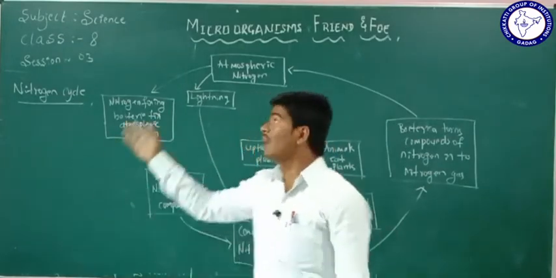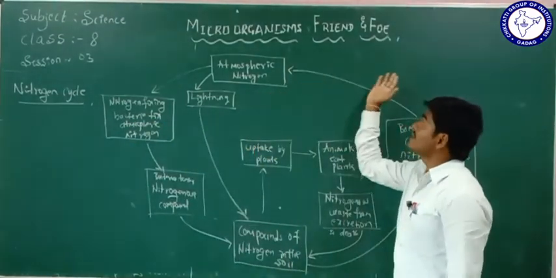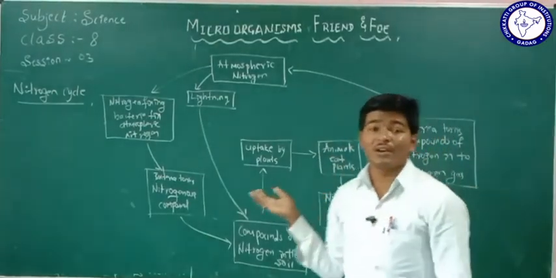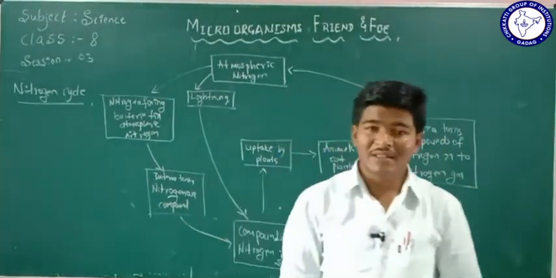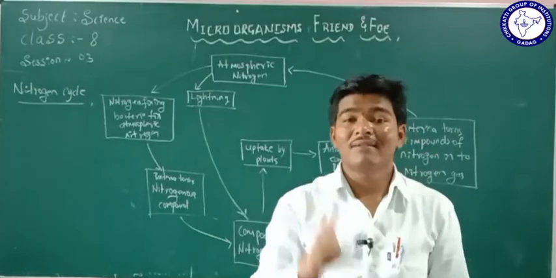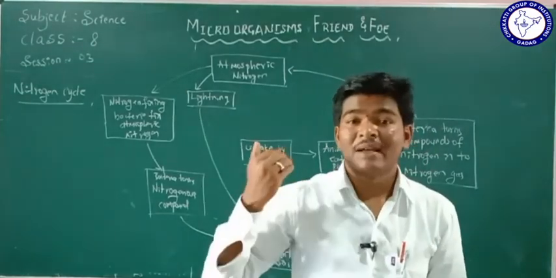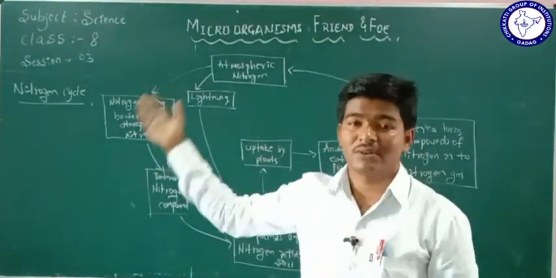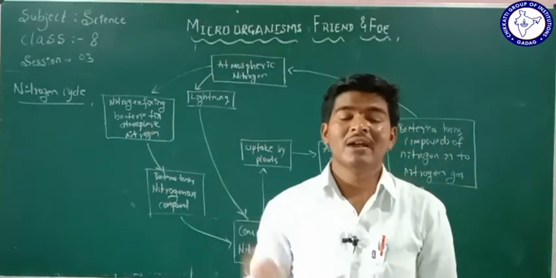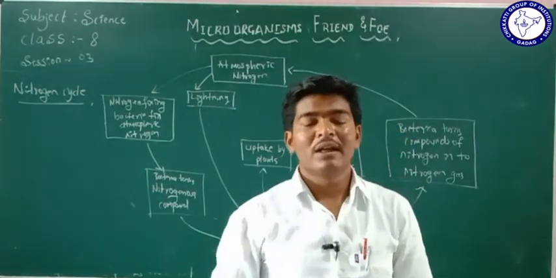So this is all about the chapter Microorganisms: Friend and Foe. In this chapter you have studied the uses of the microorganisms and the harmful activities of the microorganisms to us and also to the plants. Have you understood? In the next class we are going to study our next lesson.